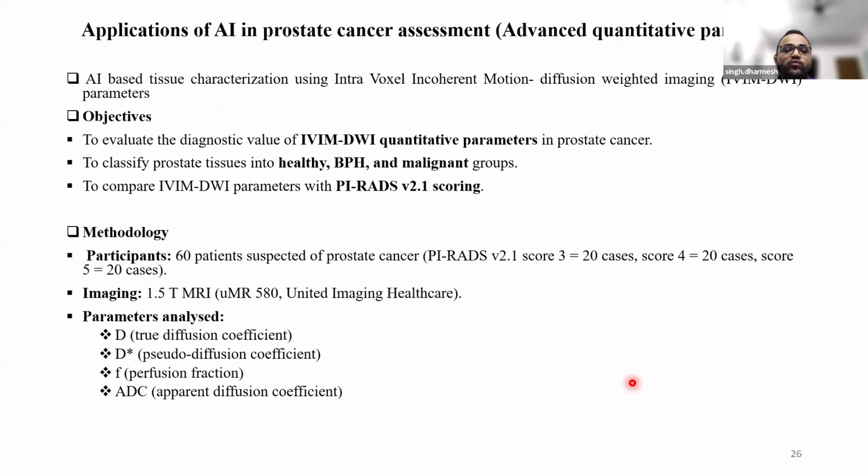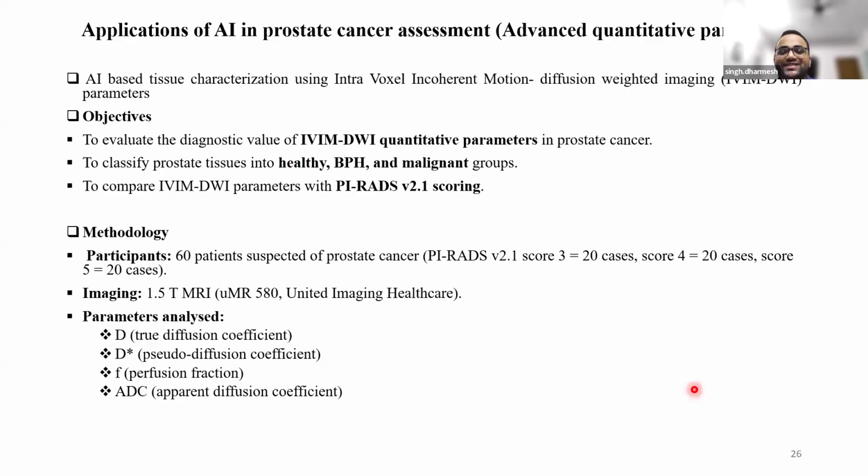So now we will move to the advanced quantitative parameters, like application of AI based on advanced quantitative parameters. So we are looking here at AI in prostate cancer assessment, specifically advanced quantitative parameters using IVIM. IVIM is intravoxel incoherent motion diffusion weighted imaging, which is an advanced diffusion weighted imaging.